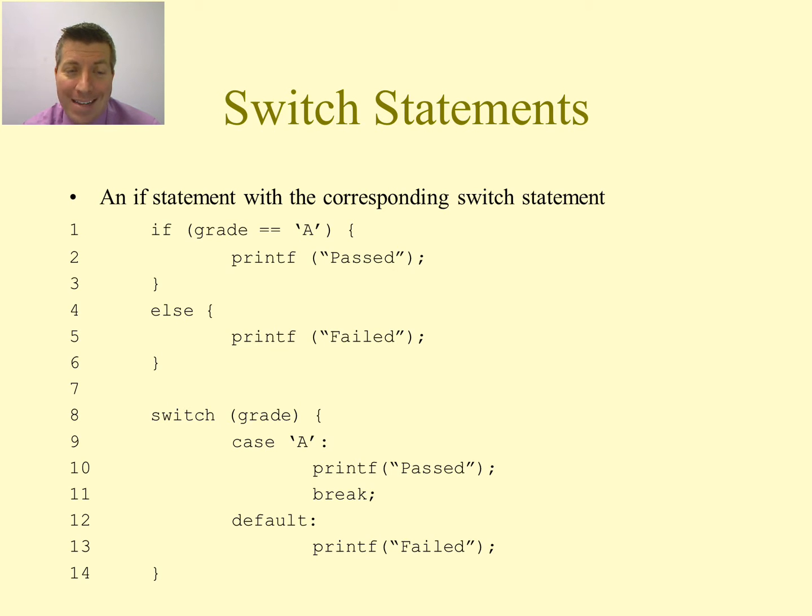It's going to print out pass. That's on line 2. And then we close our curly brace. If that condition is true, we are not going to execute the else statement at all. We're only going to execute one or the other.